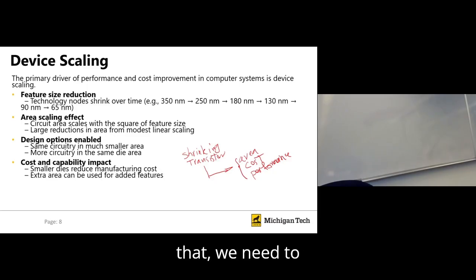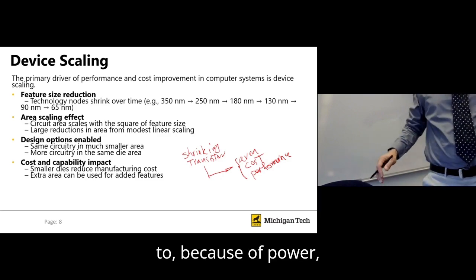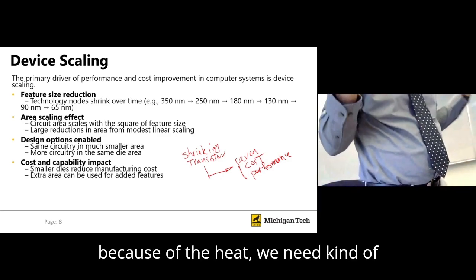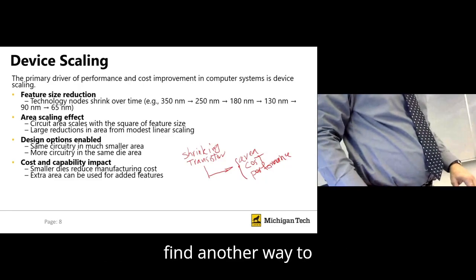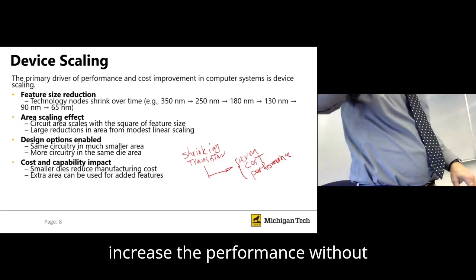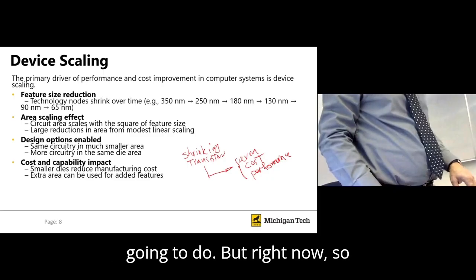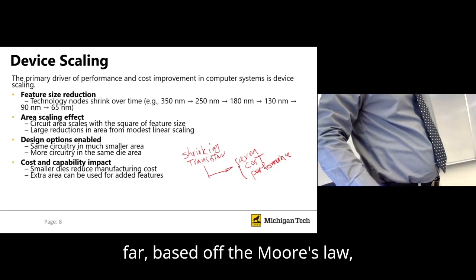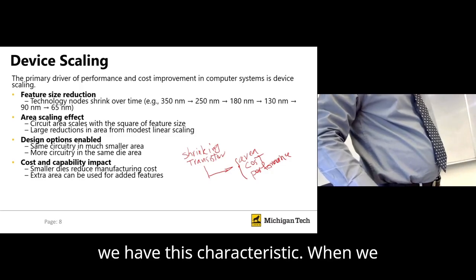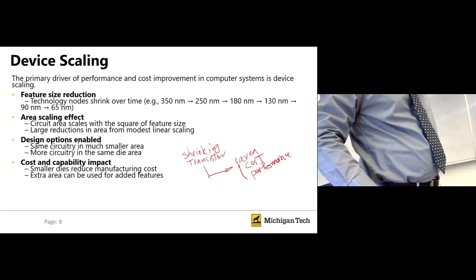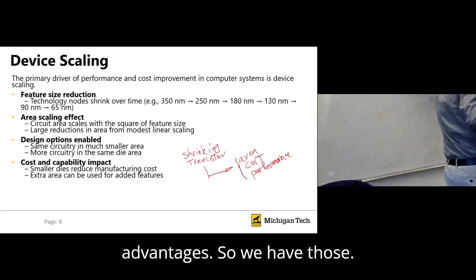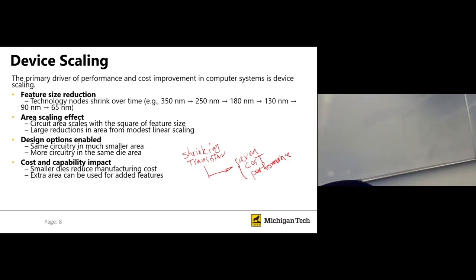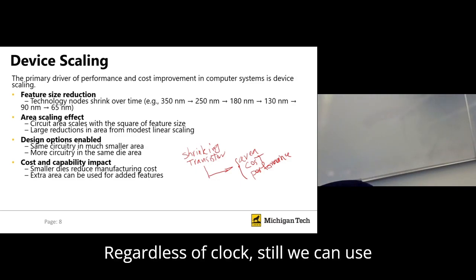When we go like that, we need to find some methods, because of power, because of the heat. We need to find another way to increase the performance without increasing the clock. This is what we're going to do. But right now, so far, based off Moore's law, we have this characteristic. When we shrink the size of transistors, we can get these advantages. Regardless of clock, we still have those.